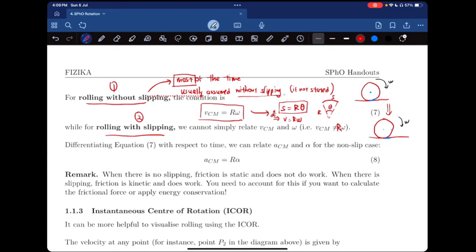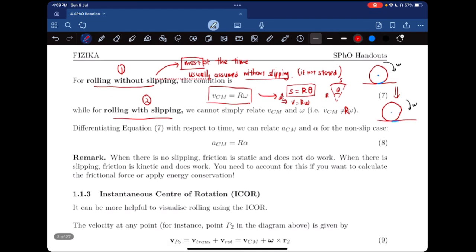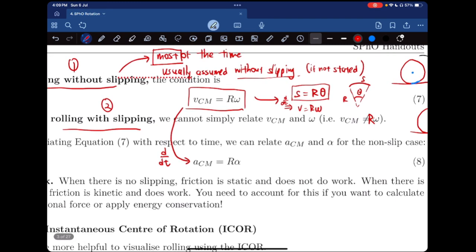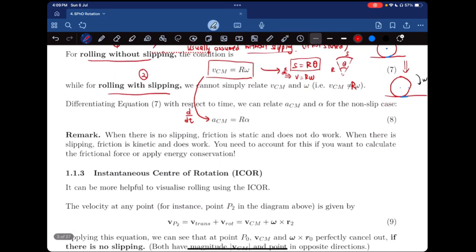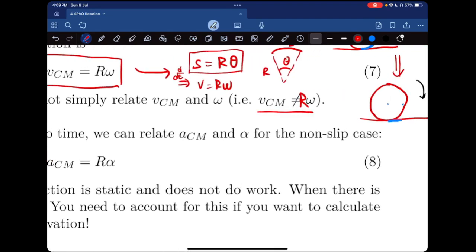So these are the two types of rolling that you should know. And again, if you differentiate this with respect to time, you will get this. And so this just means that there are a lot of ways to express the non-slip condition. So you might be thinking, if there's rolling with slipping, you cannot write this, then you essentially lose one equation, right? Because you are not able to write V_CM equals R omega.